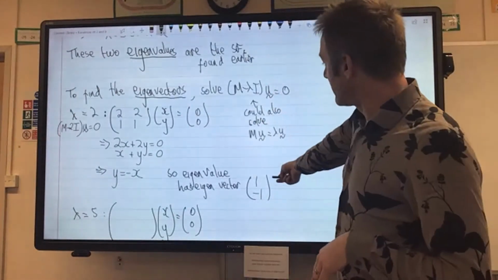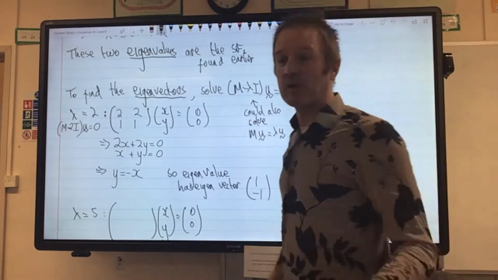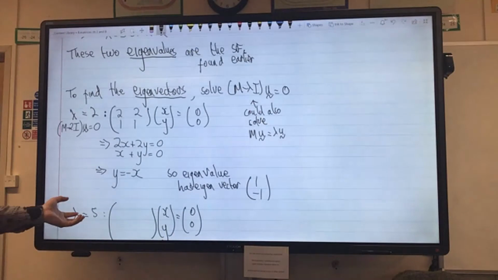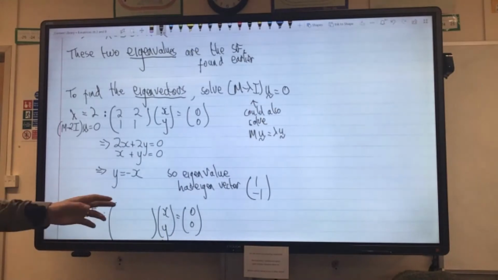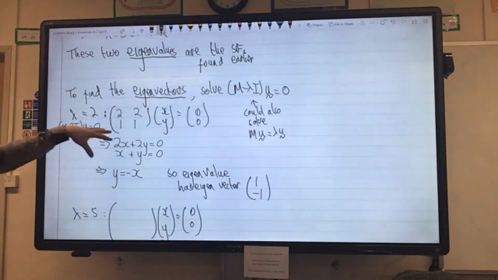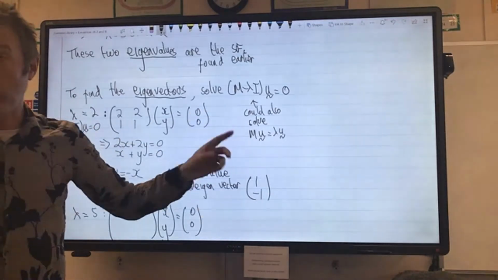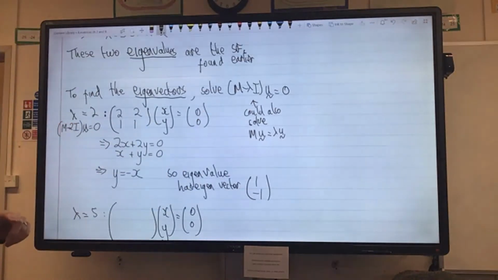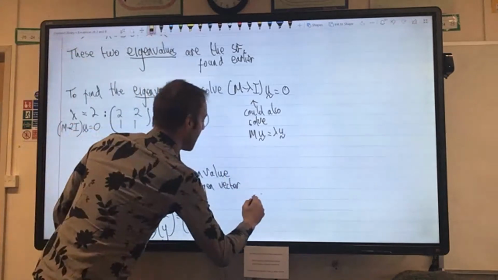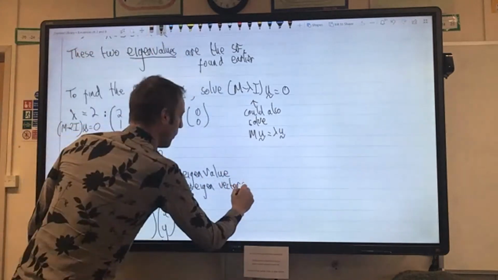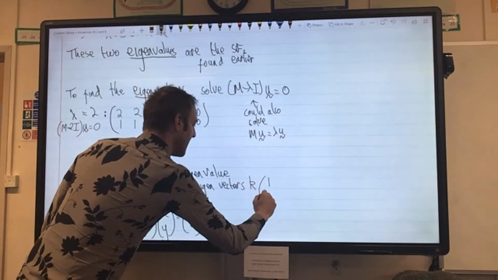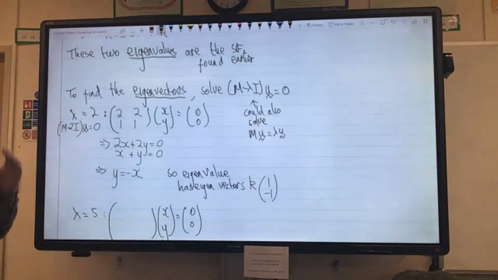Now, are there any other vectors that I could have put here for lambda 2? Does it have to be 1, minus 1? No. So it could have been... Sorry? 1.5, minus 1.5. Yes, it can be any multiple of 1, minus 1. Okay, so exactly, it has an eigenvector 1, minus 1, but also any multiple of 1, minus 1 is an eigenvector.